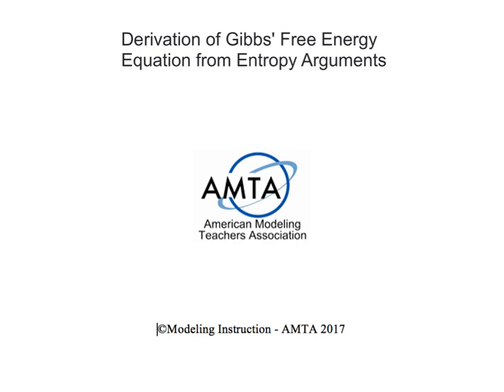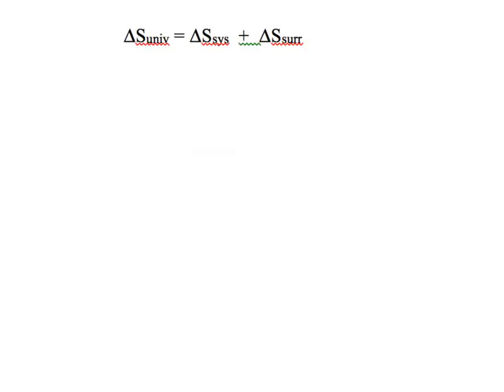We begin by stating that the change in entropy in the universe is equal to the changes in entropy in the system and the surroundings. We distinguish system and surroundings by the fact that the system can undergo both thermal and structural change, whereas the surroundings undergo only thermal change.